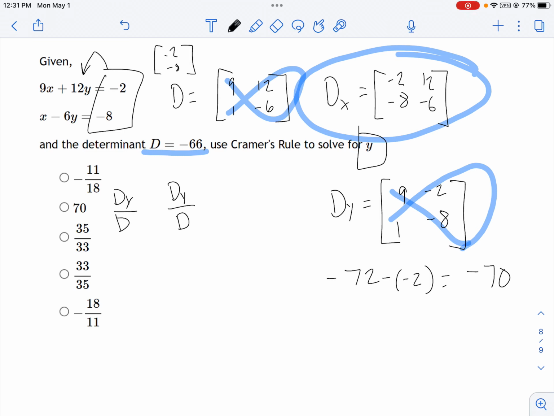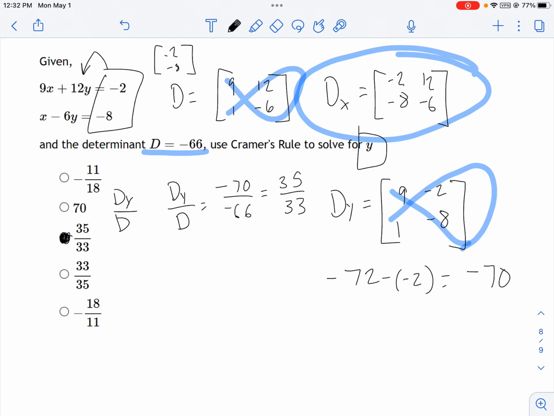So then you'd say, all right, dy is -70. We just found that. D, we were told, is -66. And that is literally your solution for y. No matter which way you solve this, you should have that same solution. Then we have -70 over -66. A negative over a negative is a positive, and that will simplify to 35 over 33. 35 over 33, final answer.